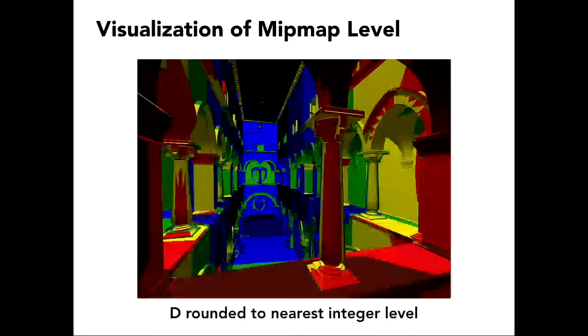Here's a visualization of the mip-map level for that scene I showed last time. So here is d rounded to the nearest integer level. Red is one MIP level, and yellow and green are different successive MIP levels. One thing you can see is that if you take it rounded to the nearest integer level, then you're going to have discontinuities, where the pixels that we're sampling in the red region use one MIP level, and the yellow will be the next MIP level, which is actually also a discontinuity of its own. So there's a high frequency change there.